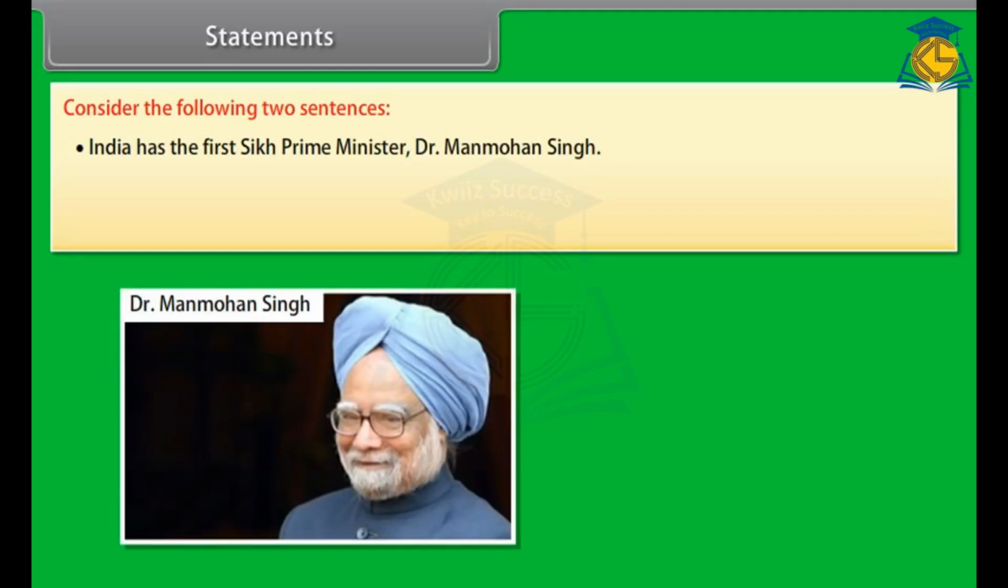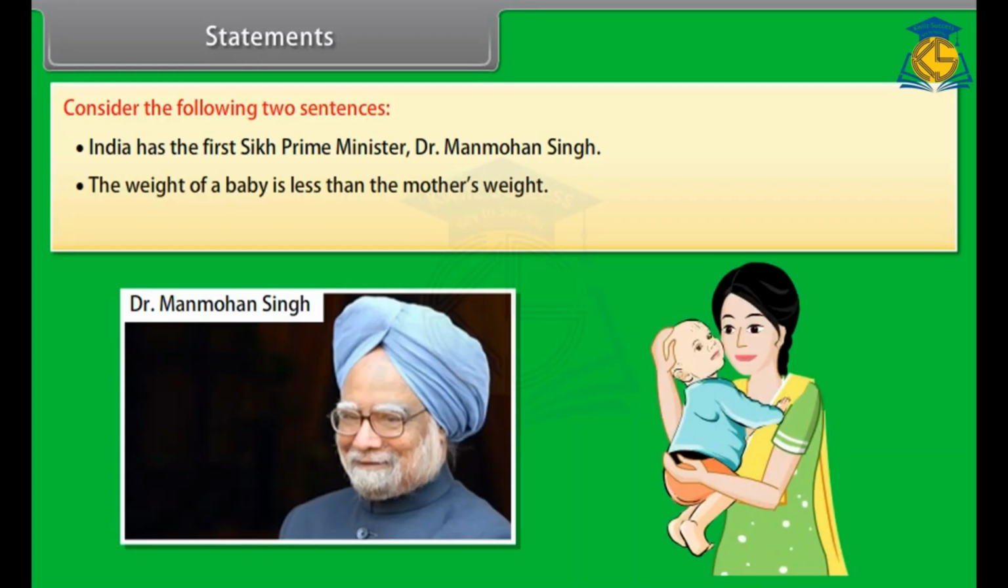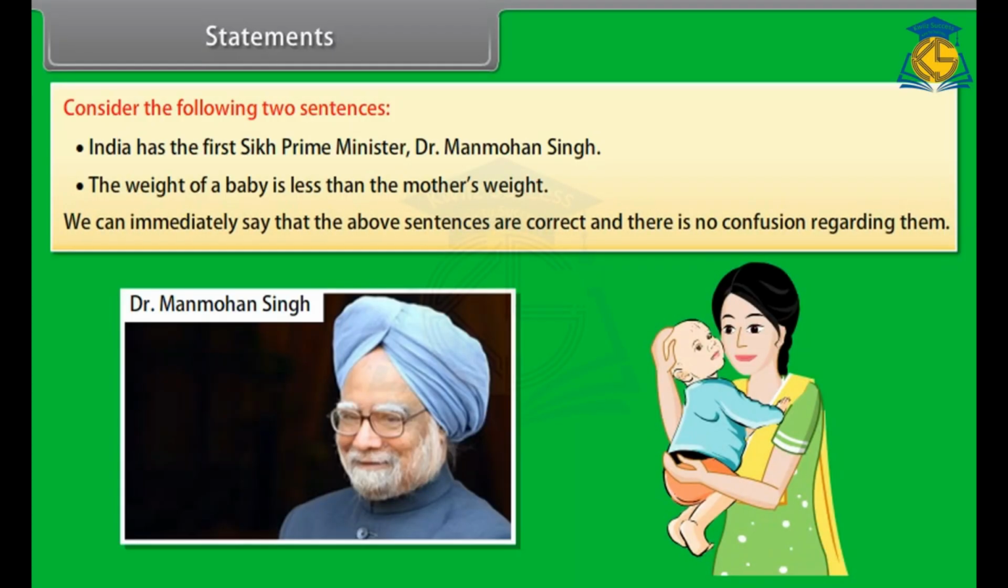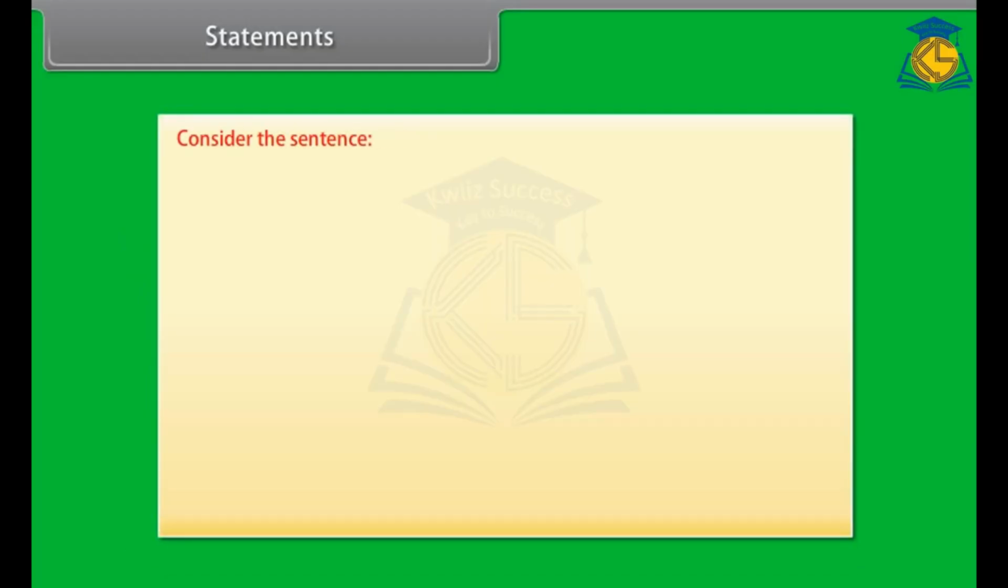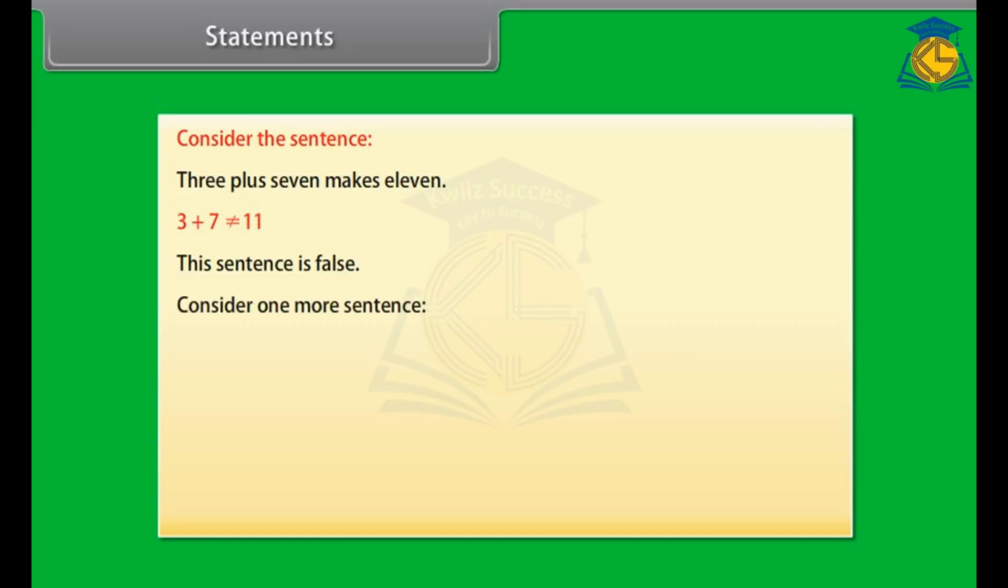Statements. Consider the following two sentences. India has the first Sikh Prime Minister, Dr. Manmohan Singh. The weight of a baby is less than the mother's weight. We can immediately say that the above sentences are correct and there is no confusion regarding them. Consider the sentence, 3 plus 7 makes 11. This sentence is false.